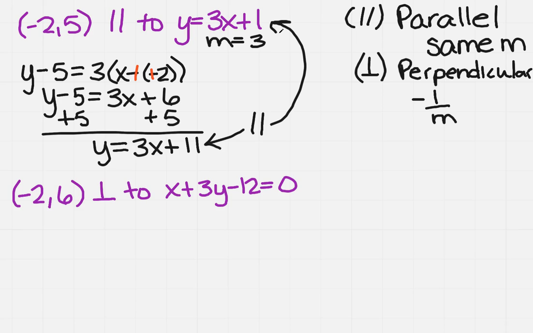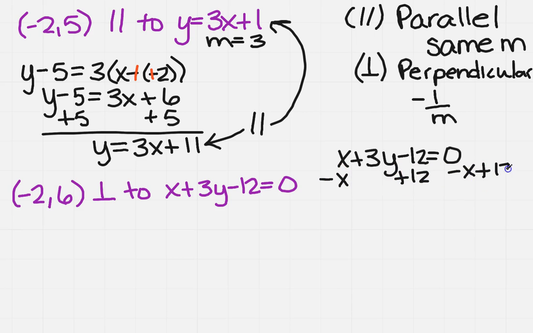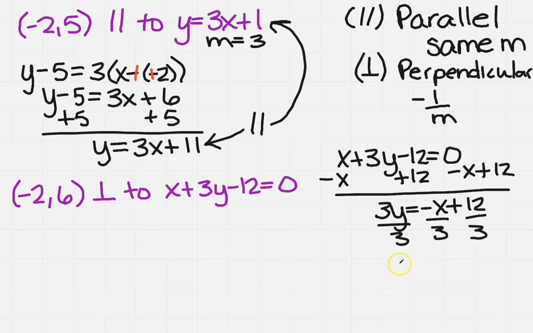Now, what if I want it to be perpendicular? It's a little bit harder, because I gave you an equation that's not already solved for y. So the first thing I need to do is solve the equation for y. So I've got x plus 3y minus 12 equals 0. I want to get y by itself, so I'm going to subtract x and add 12. Do the same thing on the other side. So now I've got 3y equals minus x plus 12. I want to divide everything by 3 so I can just solve for y. So y equals minus 1/3 x plus 4.